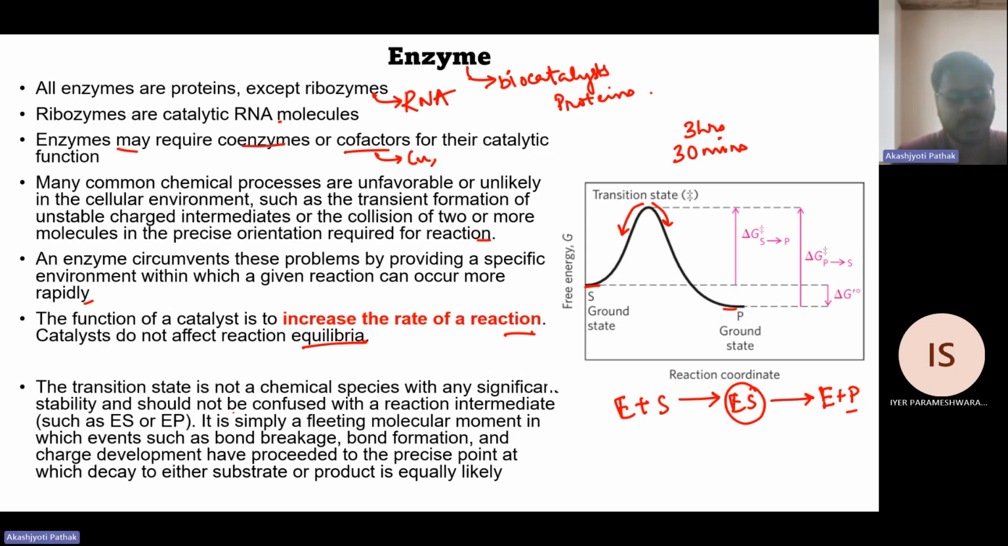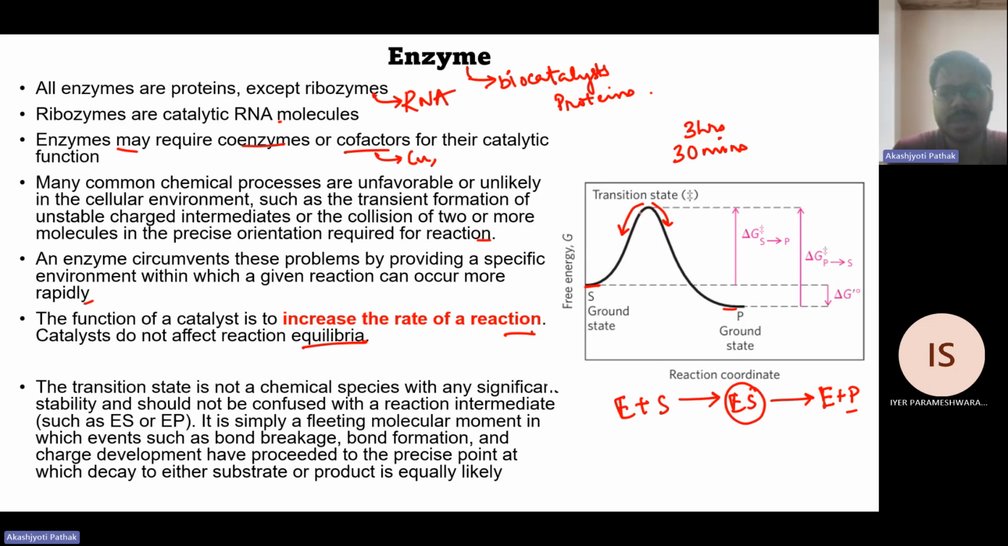These are reaction intermediates, and they are different from the transition state. So you cannot say that the transition state is a chemical species with any significant stability. It is simply a fleeting molecular movement in which events such as bond breakage, bond formation, and charge development have proceeded to a precise point at which decay to either substrate or product is equally likely.